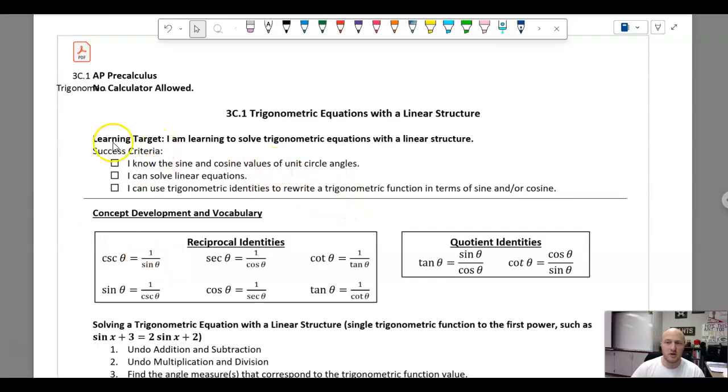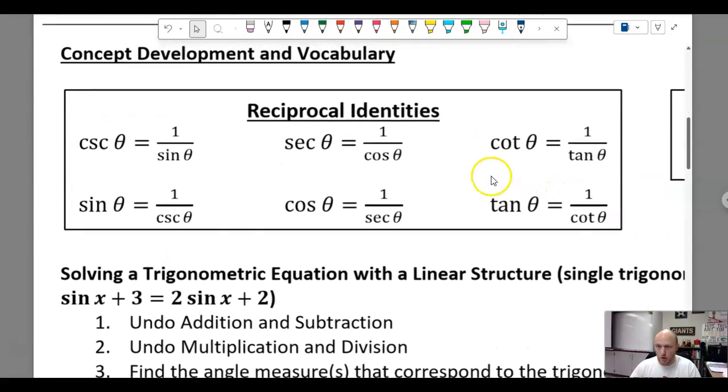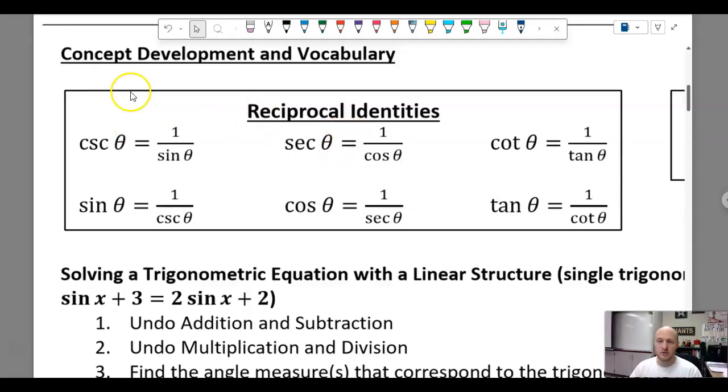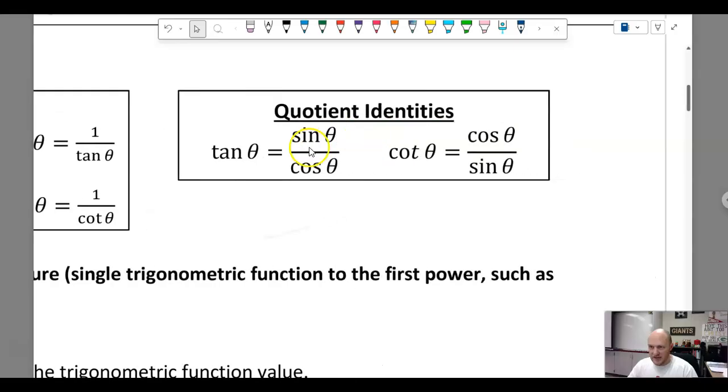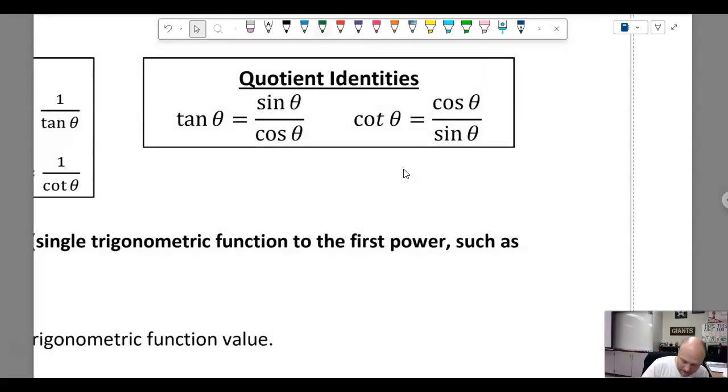You'll be successful if you can solve linear equations, and you can use trigonometric identities to rewrite a trigonometric function in terms of sine and cosine. These are the most important to understand: that your cosecant and secant are reciprocals of sine and cosine, and that we can write tangent and cotangent in terms of sine over cosine, and cotangent is cosine over sine. Although I do like solving tangent and cotangent values with understanding values of the graph.